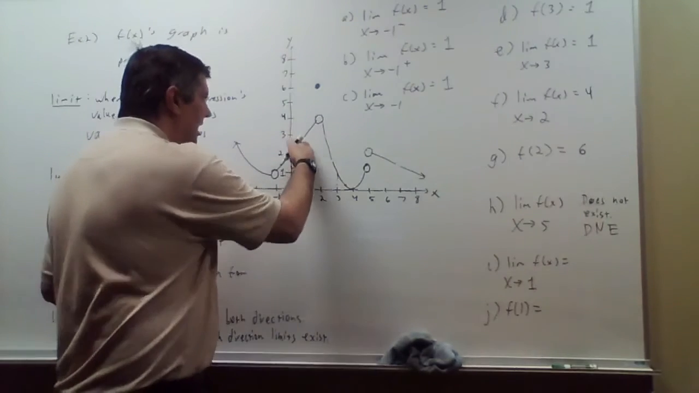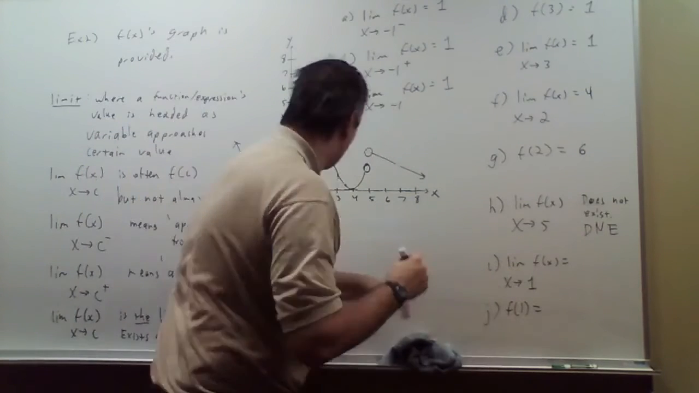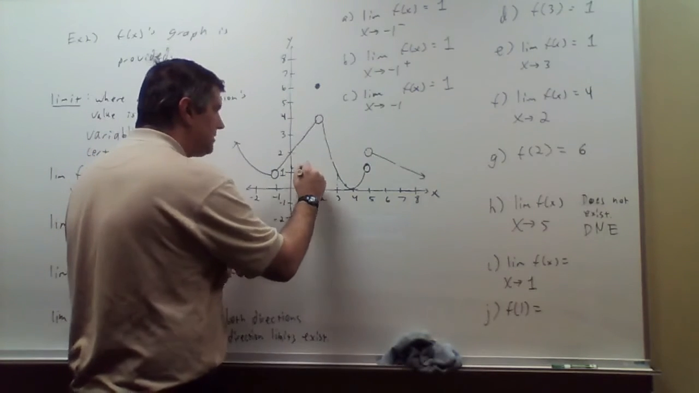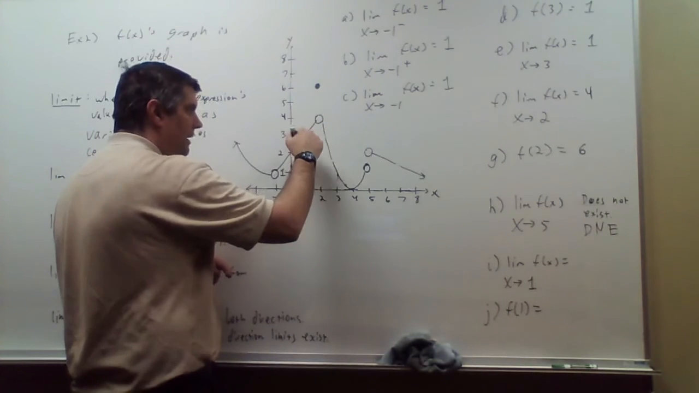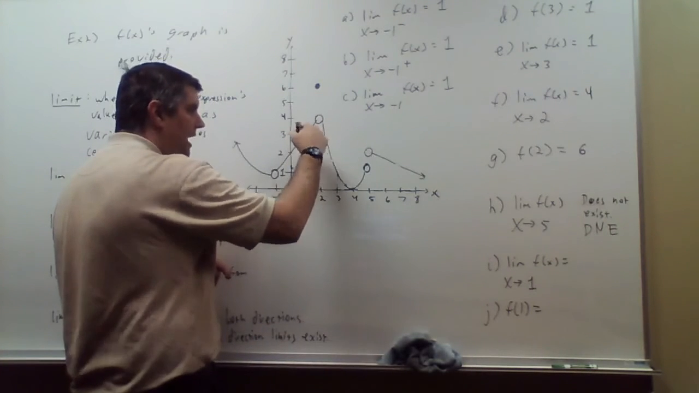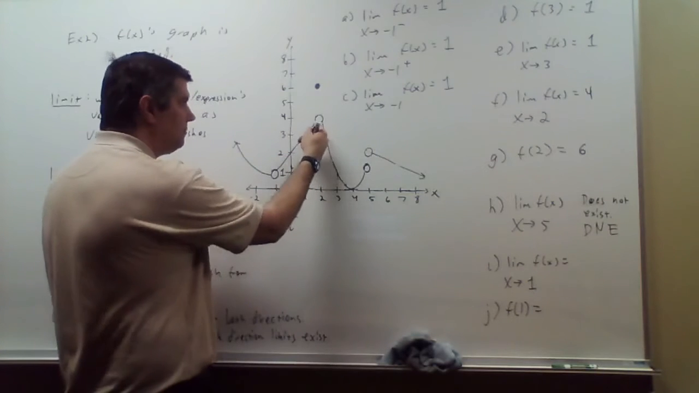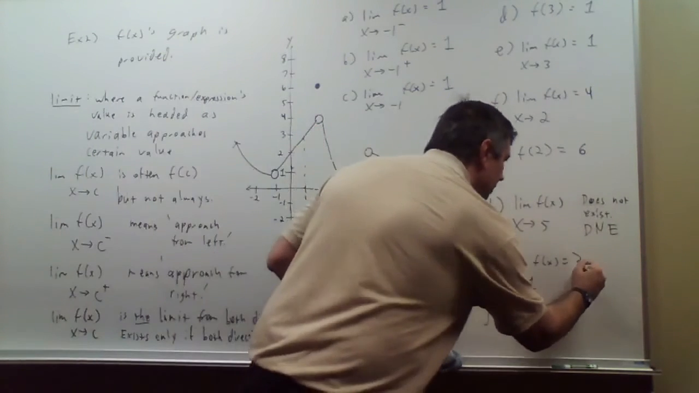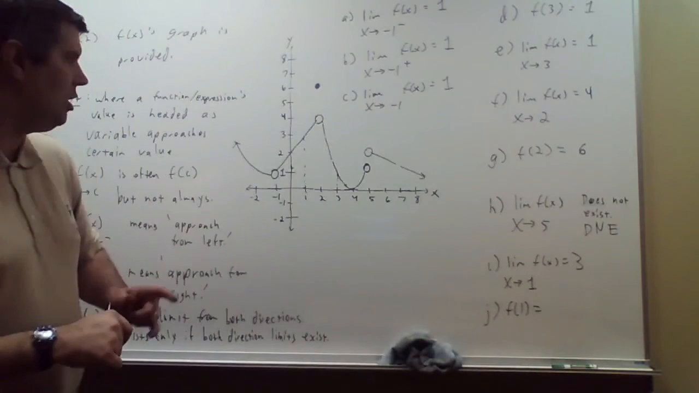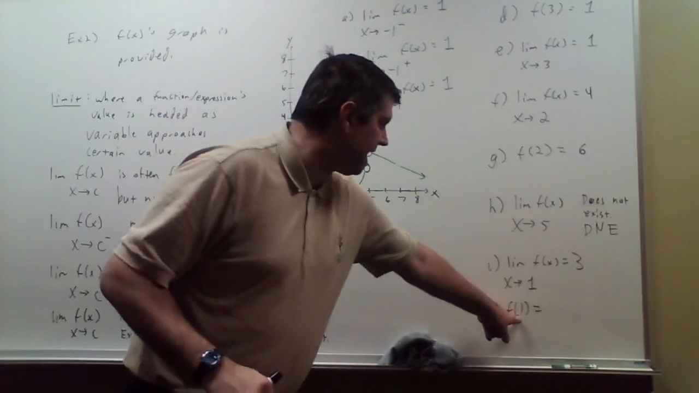So I'm going to find the limit as x approaches 1. So here's where x equals 1. If I approach from the left, I get 3. I'm headed to function value 3. If I approach from the right, I'm also headed to function value 3. Okay? Now, the next question asks, what is f of 1?